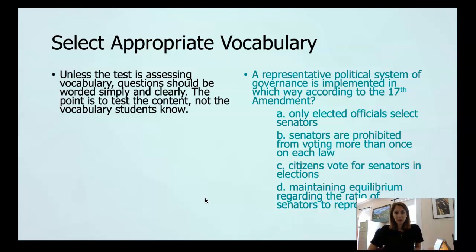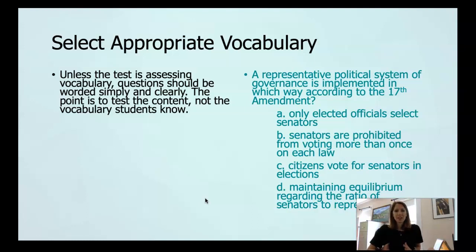Let's say that we had a 4th or 5th grade class and we asked a question like this: "A representative political system of governance is implemented in which way according to the 17th Amendment?" We have a lot of big words in that question. Representative, political system, governance, implemented. Those are a lot of words that children in the upper elementary grades may not be very familiar with.